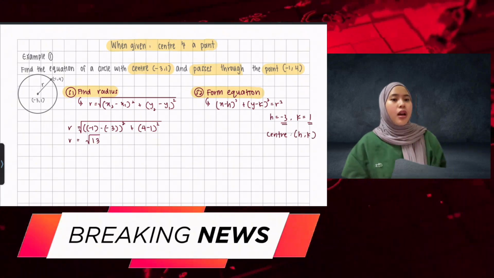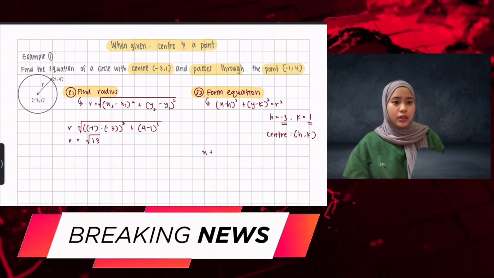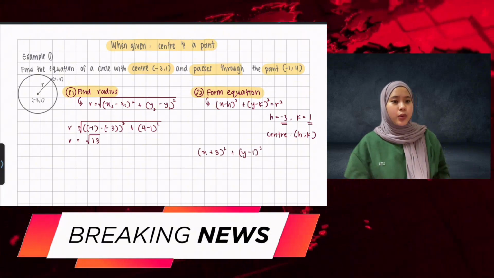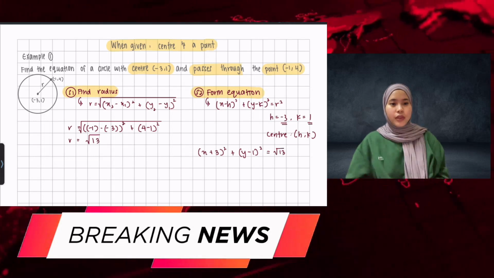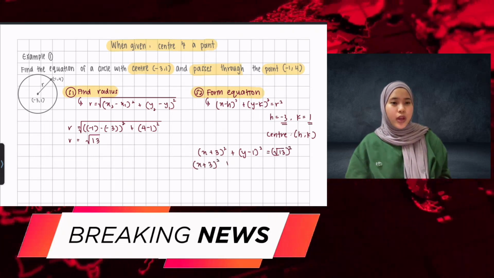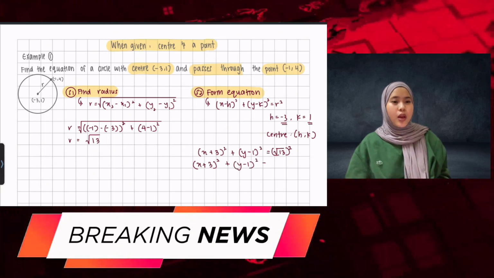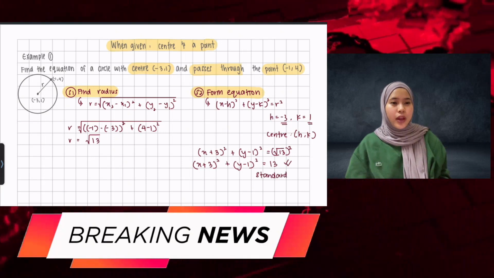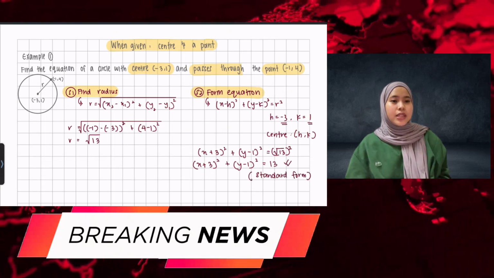The equation used to form the equation of a circle is (x − h)² + (y − k)² = r². Hence, we will get (x + 3)² + (y − 1)² = (√13)², which can be simplified into (x + 3)² + (y − 1)² = 13, which is the standard form of the equation of the circle.